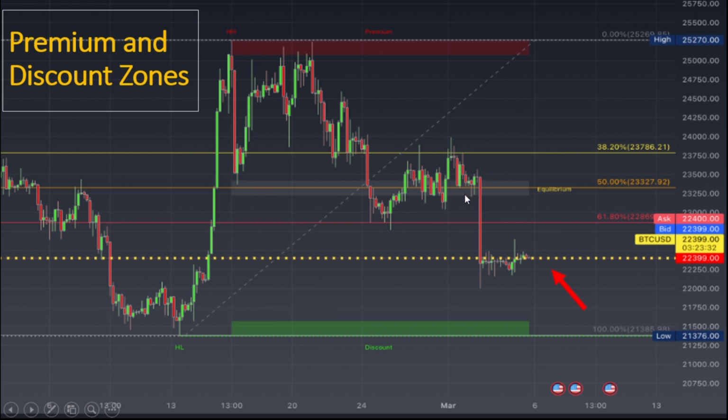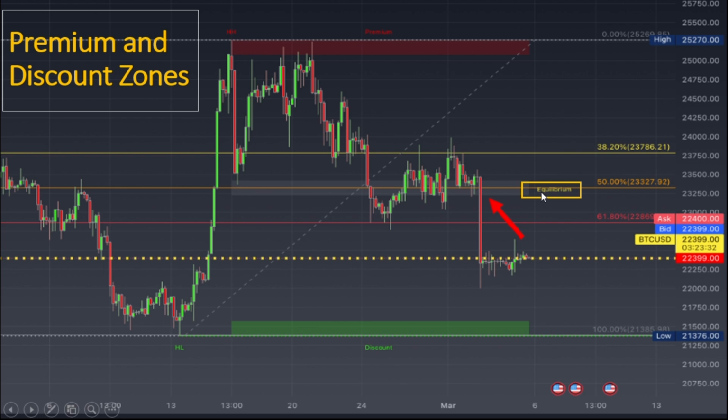Here's another example showing the equilibrium zone in action. Notice how the price reacts around this area. It was ranging for a while before making further moves. This reaction can be a crucial signal for traders. For a practical trading strategy, monitor the price as it reaches the premium or discount zones. If you notice that the market's volume starts to decrease, this could be an indication to enter a trade.